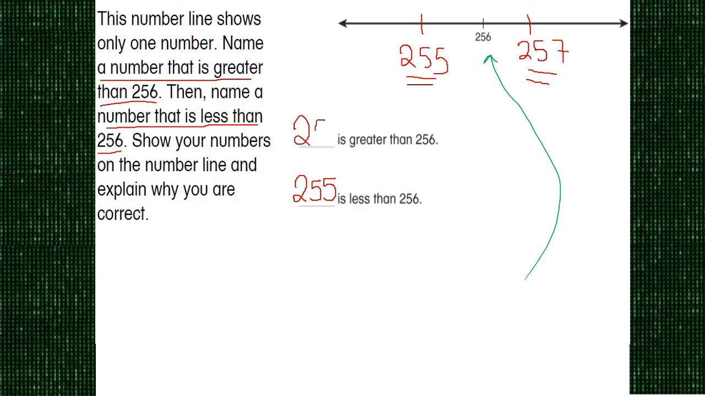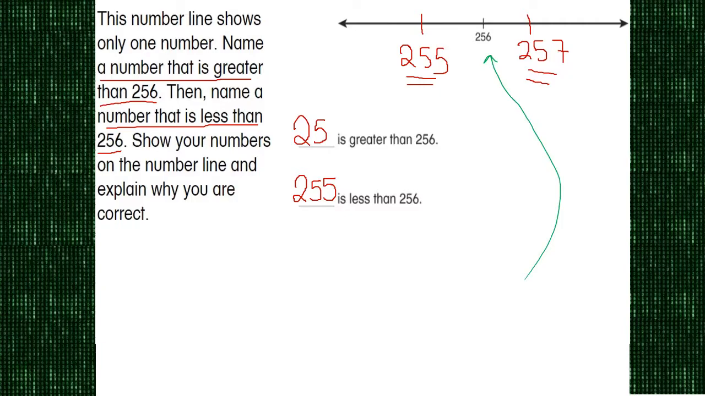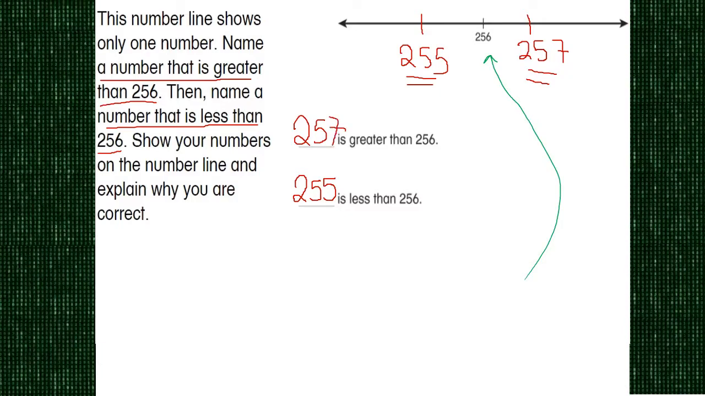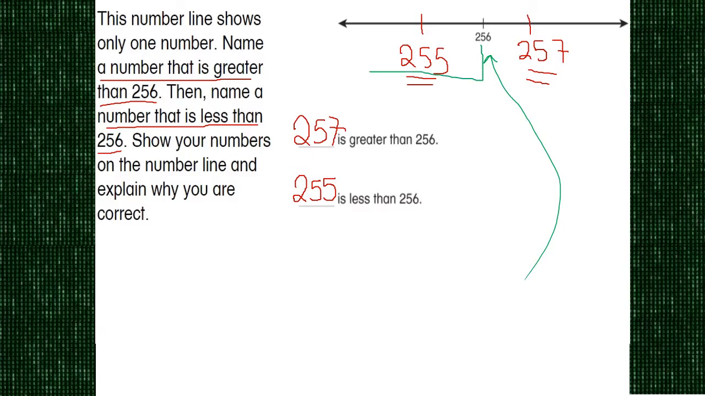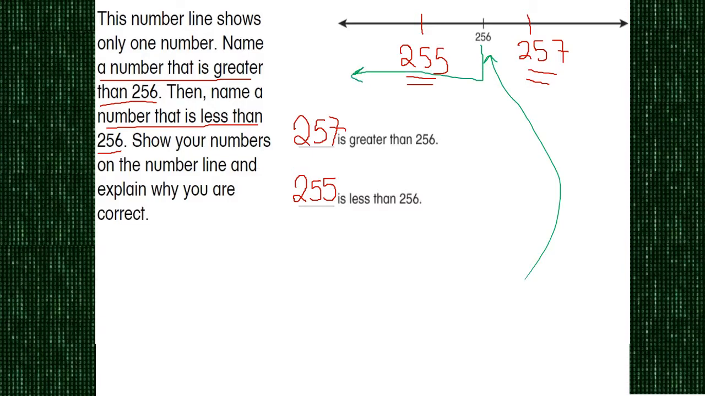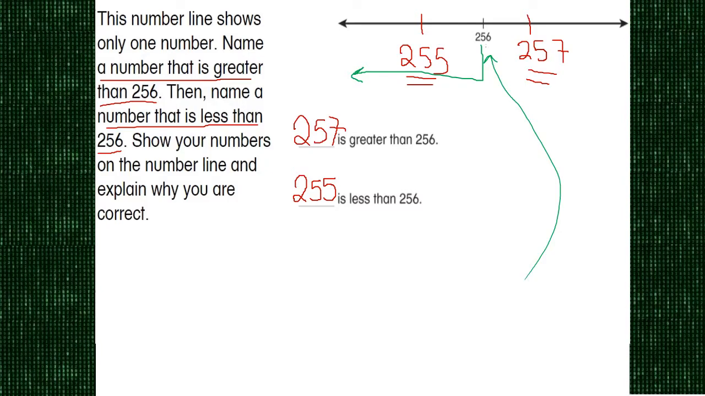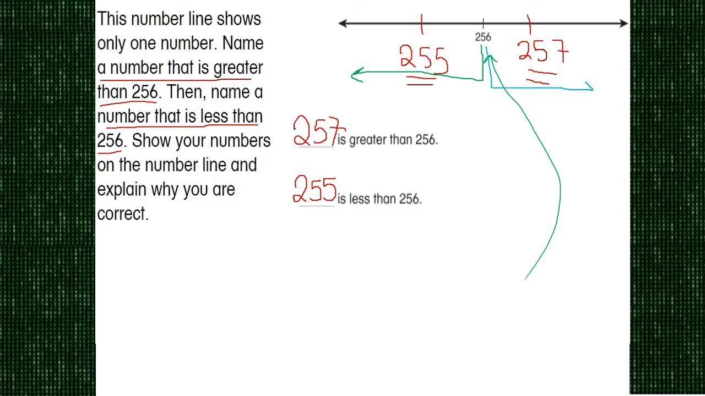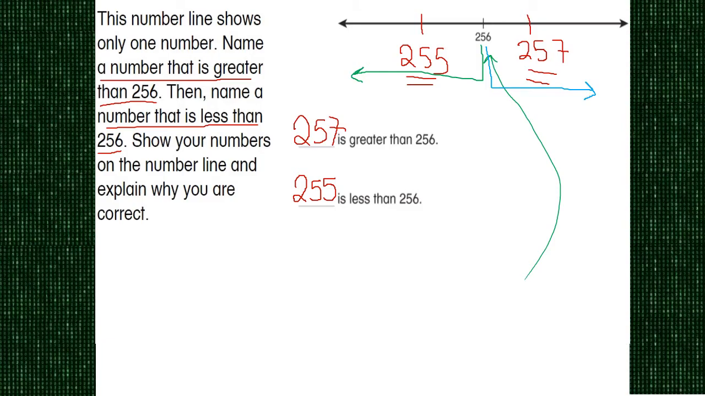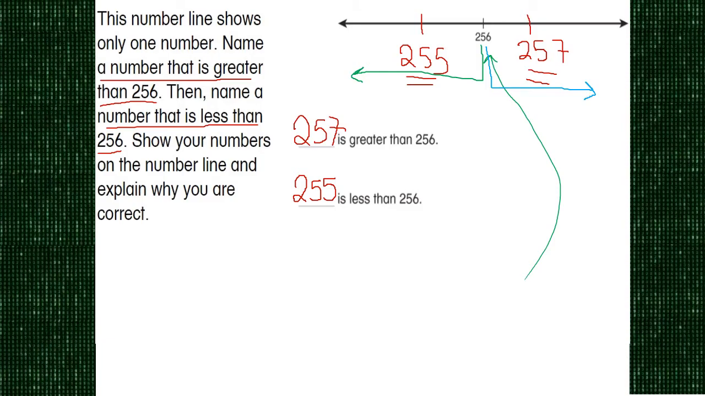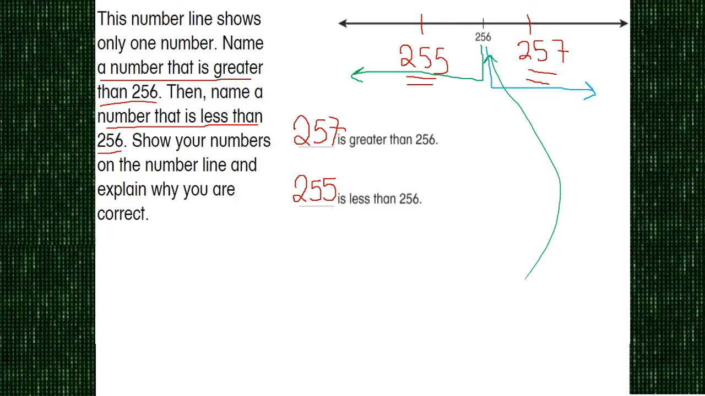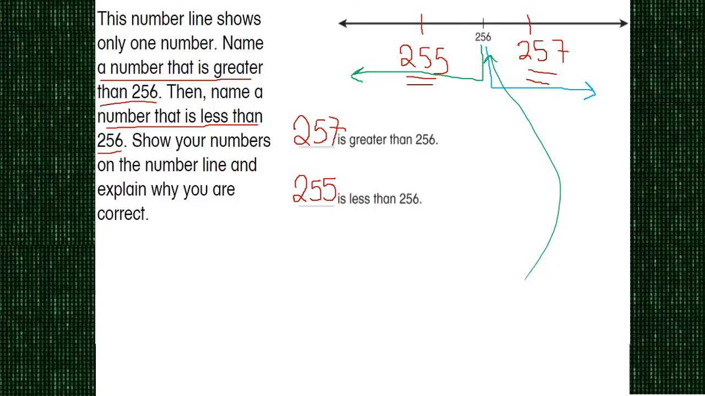Because it comes after it on the number line. Okay? So when we're looking at a number line, anything that comes before a number is less than, and anything that comes after that number is greater than. That's it. We'll just see a number line now with one number on it, and we'll still have to tell whether or not a number is greater than or less than.